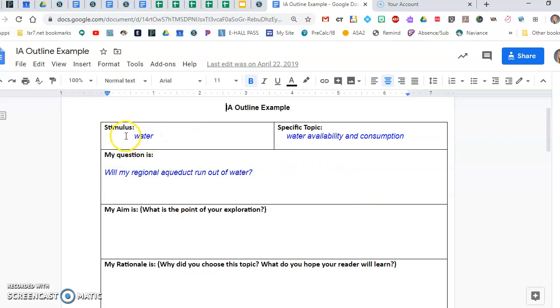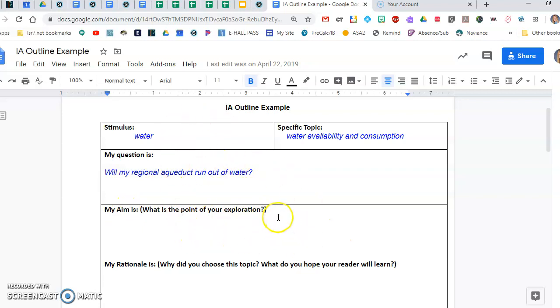Going back to the very beginning of the semester, we talked about a stimulus. So maybe you have a stimulus. I put water because we had talked about that in class. And then I put my specific topic. Let's say that my exploration is going to be on water availability and consumption. So what's my question? What's the purpose of my exploration? You need to have a question. So will my regional aqueduct run out of water? And then I would need to fill out what's my aim.